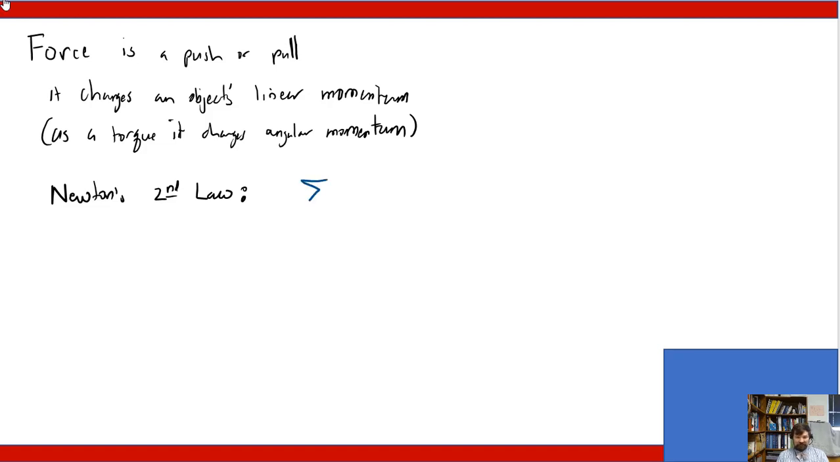Newton's second law is the one that says that the sum of forces acting on an object is the rate of change of the object's linear momentum, which is often rendered for constant mass. So if mass is constant, it's very commonly rendered as sum of forces is mass times acceleration. Okay, so that's a very important thing to remember. Force changes linear momentum. Force usually causes acceleration.